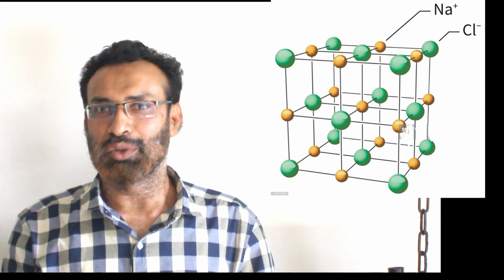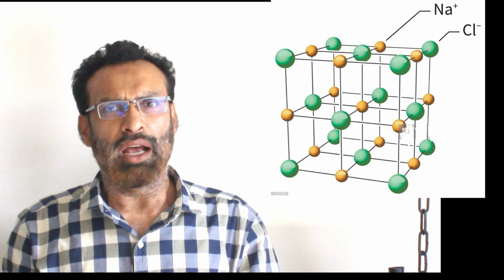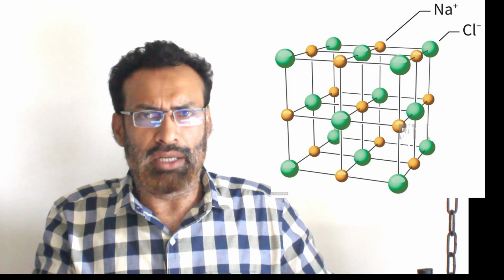But is sodium chloride a molecule? No, because sodium chloride is not a group of atoms. This is a group of ions, sodium ions and chloride ions, and there are many ions that are regularly held together. We basically call that an ionic lattice. To be clear about ionic lattice, you can watch our other video on ionic lattice. Today's topic is different. This is focusing on the molecule.